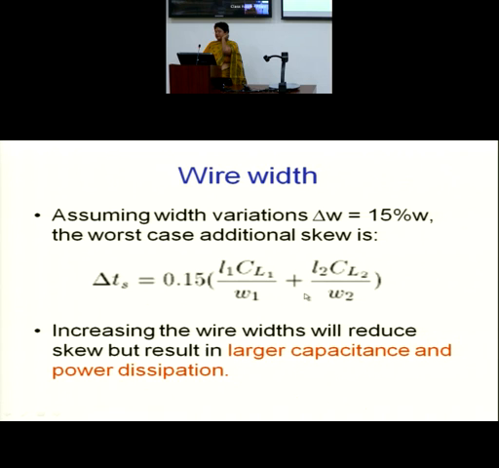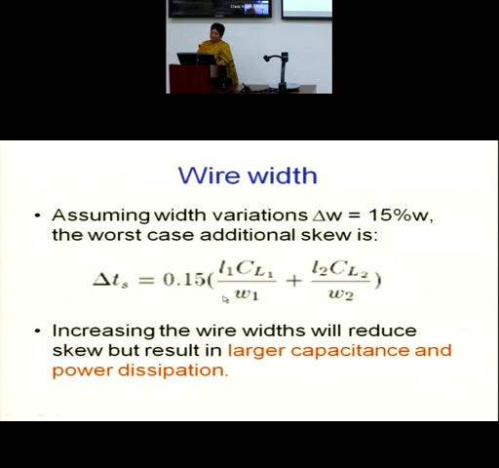Now you need to decide what W1 you want. So now it helps you in making the decision. Variation in skew, wire skew, is inversely proportional to W1. So I immediately feel, okay, let me increase the W1. Let me increase the W1.